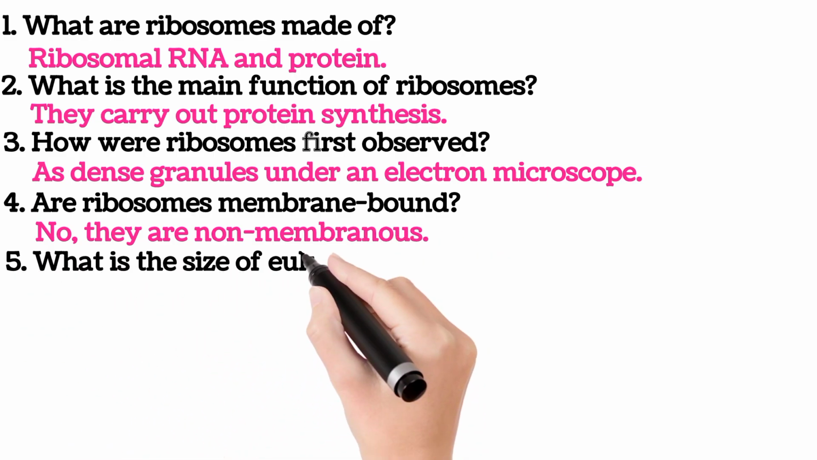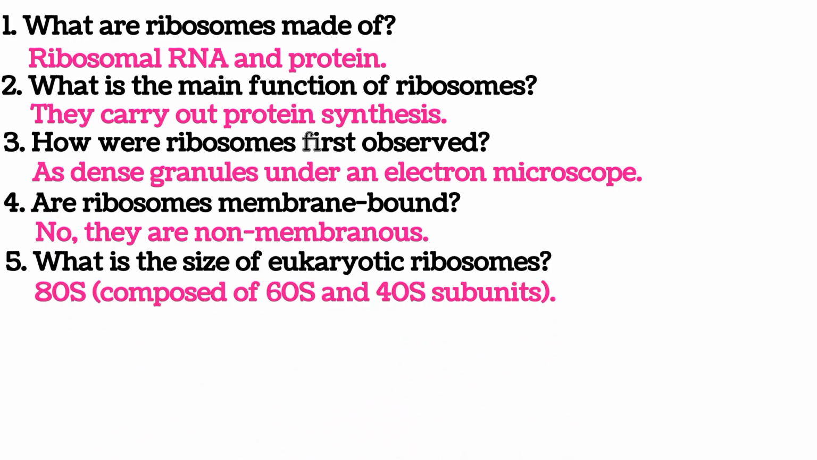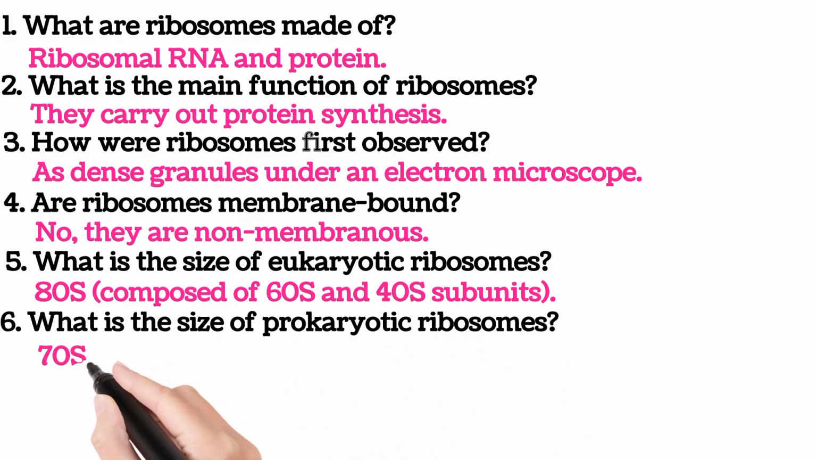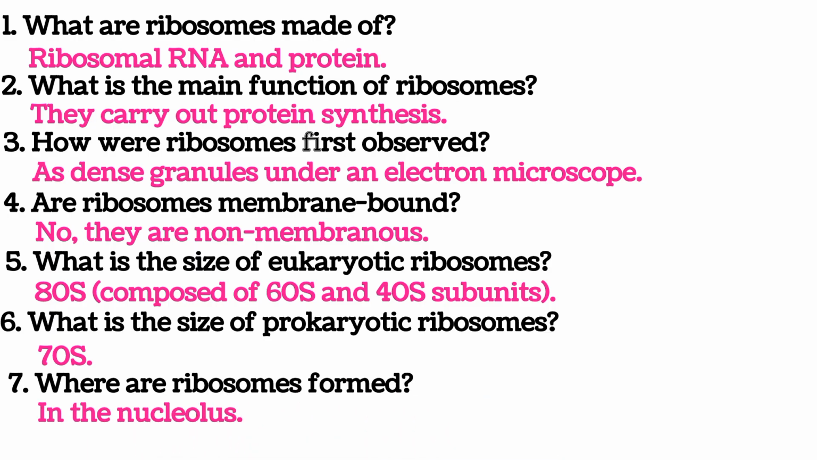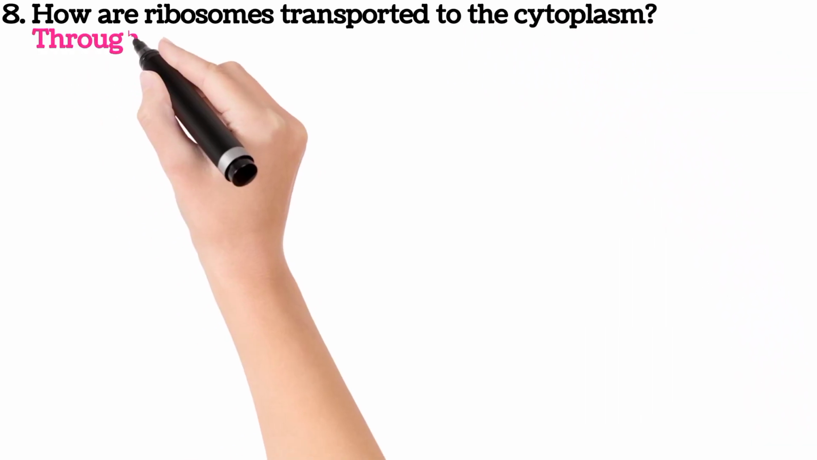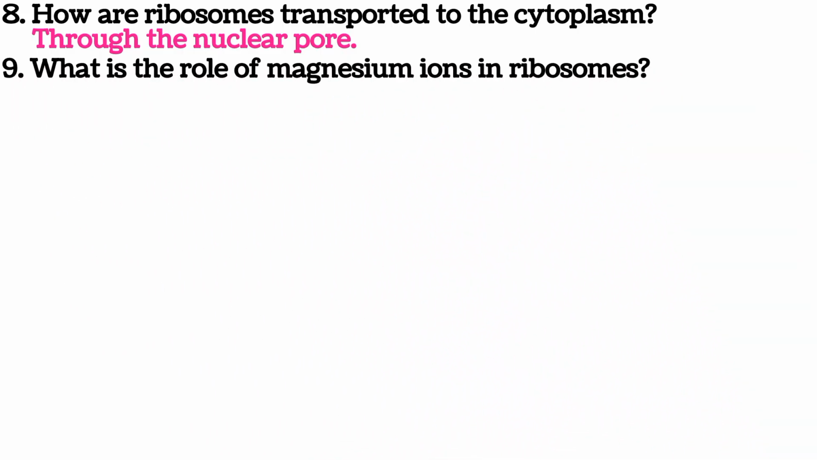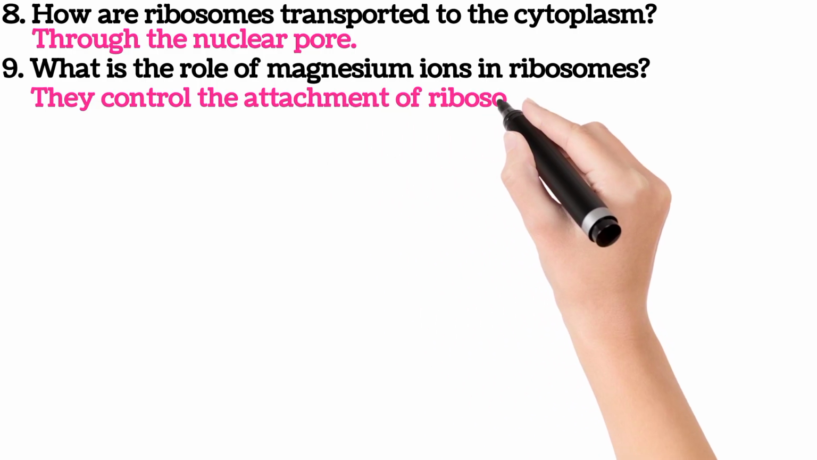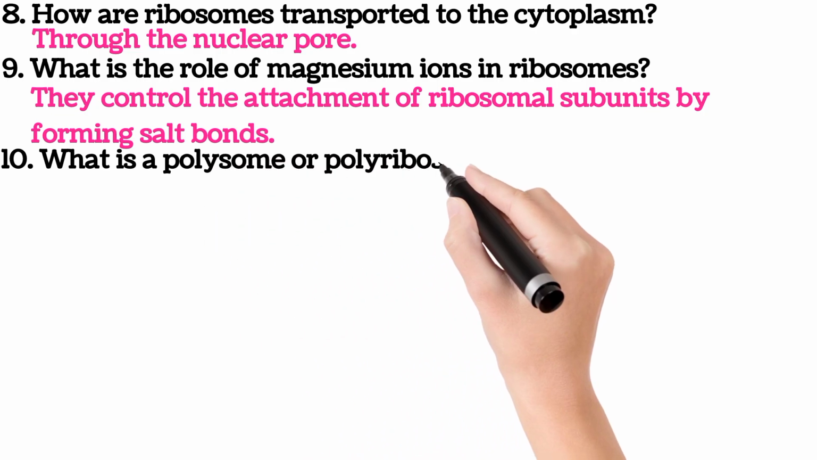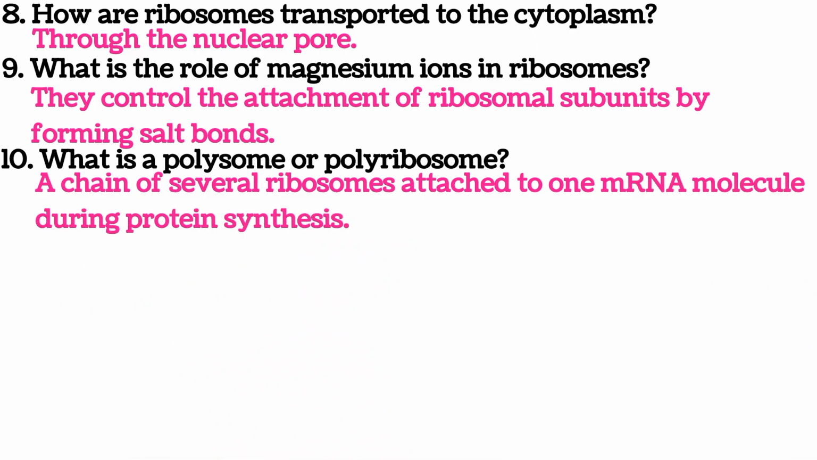What is the size of eukaryotic ribosomes? 80S, composed of 60S and 40S subunits. What is the size of prokaryotic ribosomes? 70S. Where are ribosomes formed? In the nucleolus. How are ribosomes transported to the cytoplasm? Through the nuclear pores. What is the role of magnesium ions in ribosomes? They control the attachment of ribosomal subunits by forming salt bonds. What is a polysome or polyribosome? A chain of several ribosomes attached to one mRNA molecule during protein synthesis.